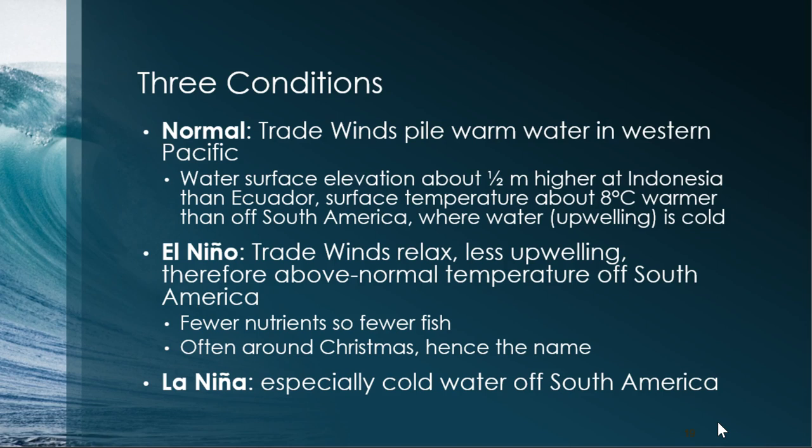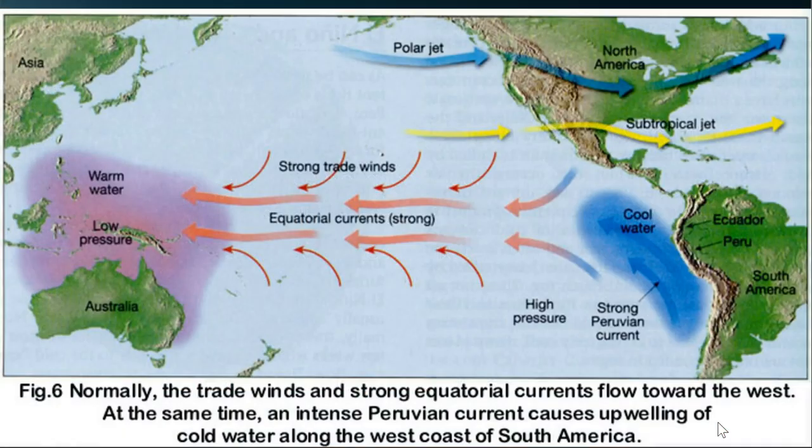Two, El Nino, which is when the trade winds relax. And then the third one is La Nina, and this is when the trade winds go crazy. They blow extremely strong comparatively. La Nina is what we call enhanced normal, right? It's more than normal. So let's really analyze what this means.